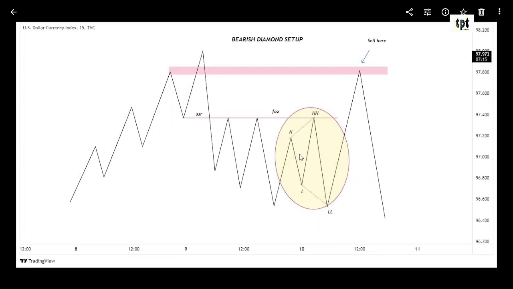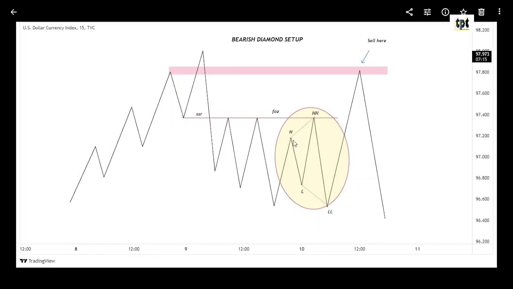Now, the diamond setup, this is the bearish diamond setup. Once you see a Quasimodo in a fake out zone, and the fake out zone is just a zone of liquidity whereby it houses a lot of liquidity, it can be in the form of the SSR coupled with the resistance level multiple times, or as well it is not a must for it to have a support again. So it depends on the context.